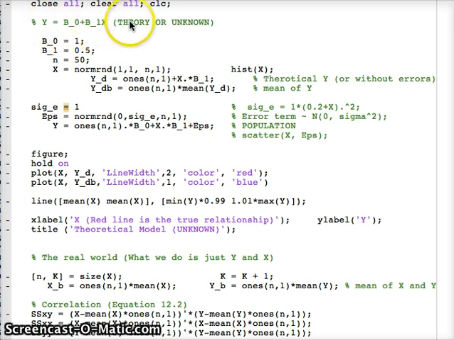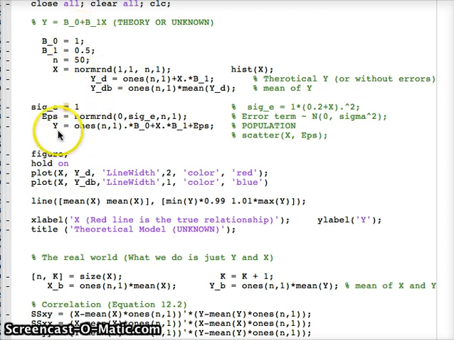Here, we know that, due to some reason, there is a right relationship between x and y. In this case, we assume b0 equals 1 and b1 equals 0.5. And for x, we give 50 observations, and they follow the normal distribution.